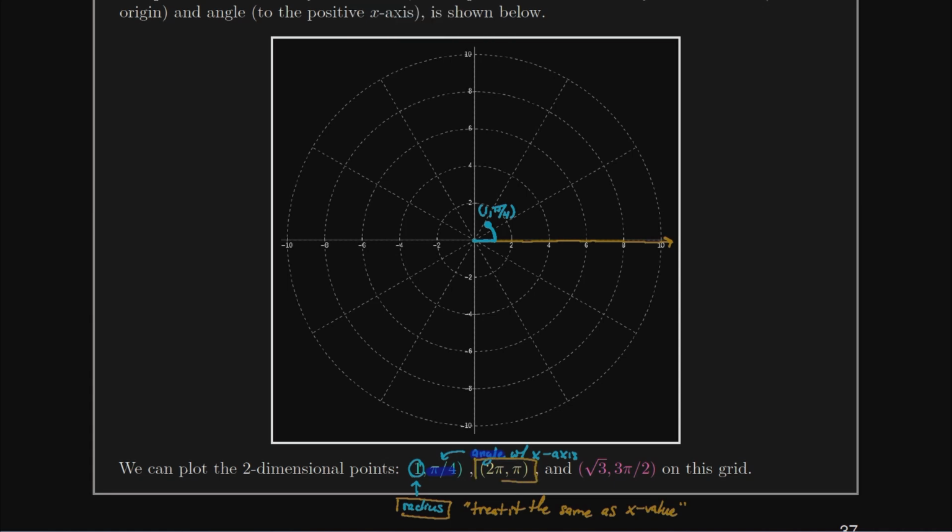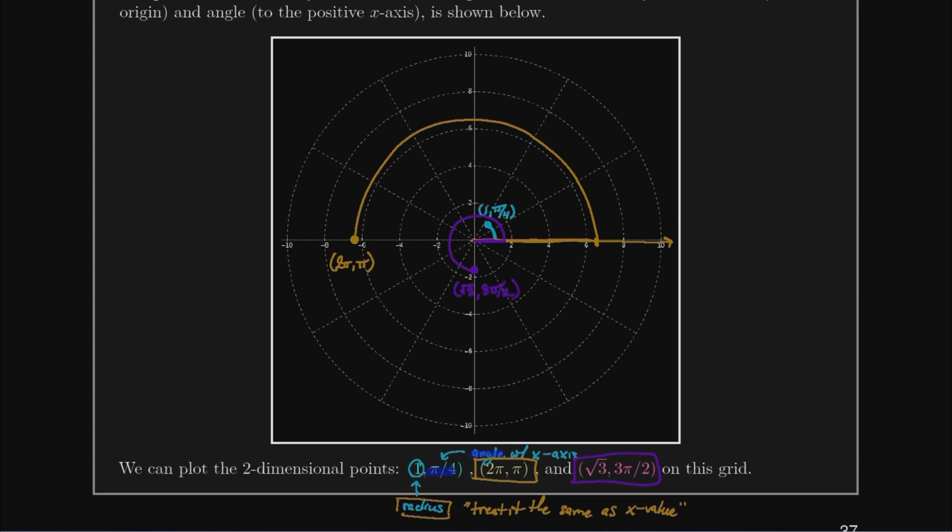So if we look at 2 pi comma pi, I'm going to go out 2 pi units on the x-axis. So 2 pi will get me to 6.28, and then I'm going to move up pi angle from this axis, and recall pi is exactly 180 degrees, and so that's going to pull me all the way over here. It's going to be 2 pi comma pi. And then finally, my last point, root 3, 3 pi over 2, I'm going to go out root 3, which recall is about 1.7 on the x-axis. And now I'm moving an angle measurement of 3 pi over 2, which is 270 degrees. So that's going to pull me around to here. So this will be root 3, 3 pi over 2.